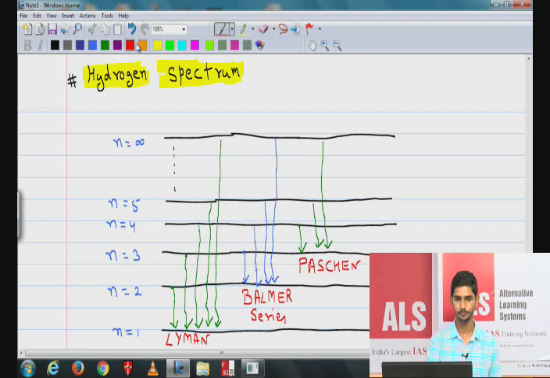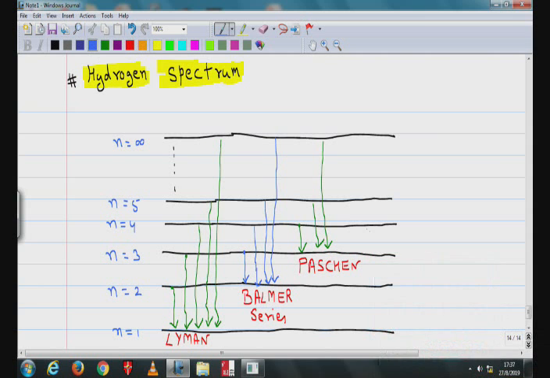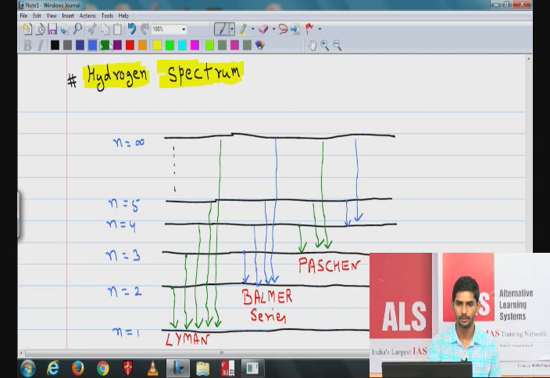Now, let us suppose the electron starts its transition from the fifth orbit and lands on the fourth. And again we can say it might start from infinity, but finally it ends at the fourth orbit. If this condition is satisfied, we will say it is the Brackett series. B-R-A-C-K-E-T-T. This is part of the Brackett series.